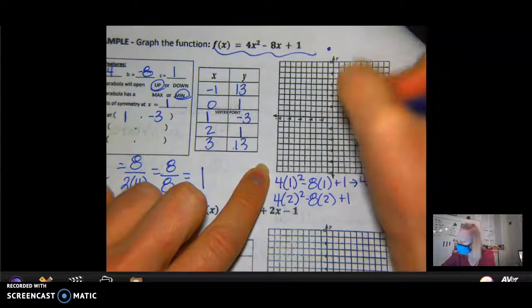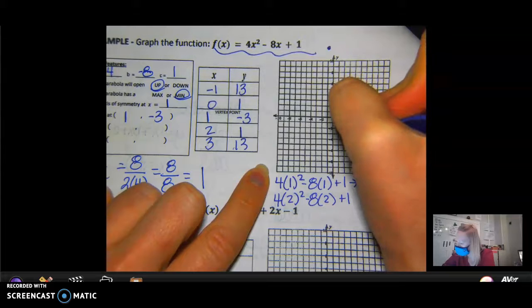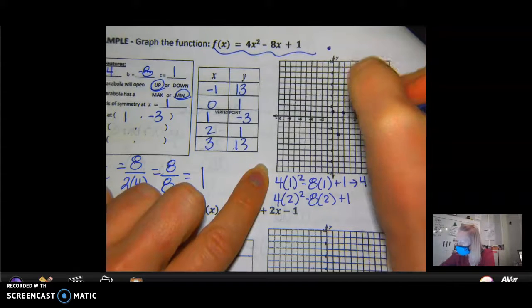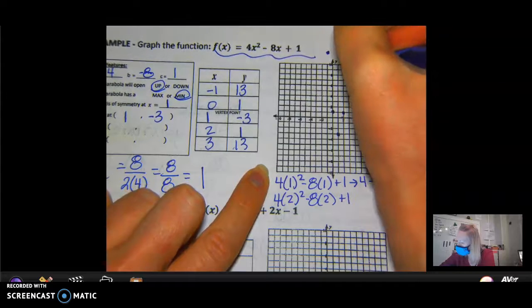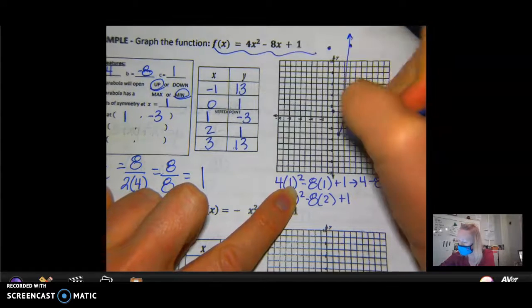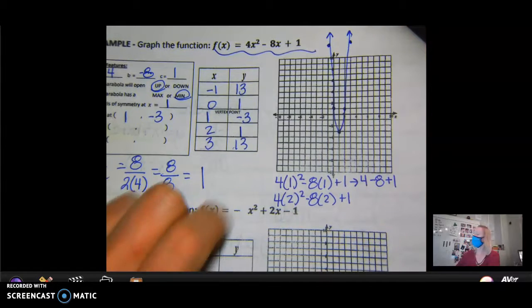Next one is at 0, 1. Then at 1, -3. 2, 1. And then 3, 13. This is a really skinny parabola. So there's my U-shape.